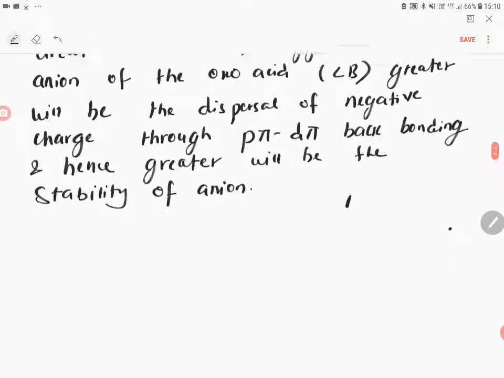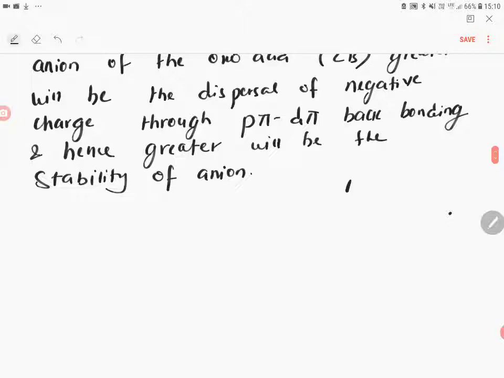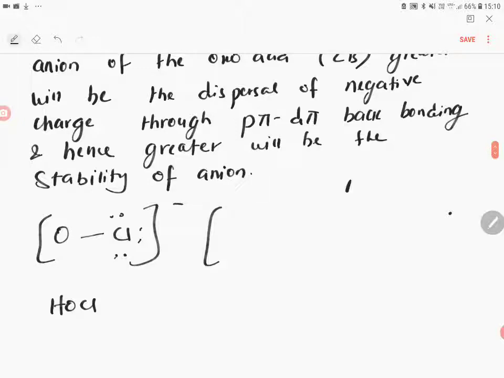So let me draw the overall canonical forms of the structure. If you take HOCl and remove a proton, its conjugate base cannot have more resonance structures. If you take ClO2−, you can have greater dispersal of negative charge.